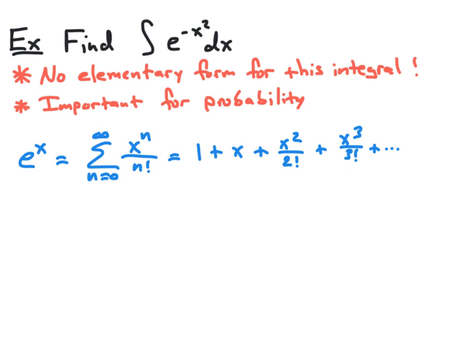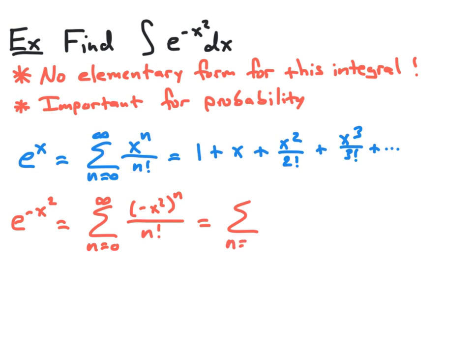In this case, we don't want to integrate e to the x, we want to integrate e to the negative x squared. And so our first algebraic step is to substitute negative x squared in for x. This gives us a power series from n equals 0 to infinity of negative x squared to the nth power over n factorial. Using properties of exponents here, we can rewrite this series from n equals 0 to infinity of negative 1 to the n, x to the 2n over n factorial. So we see that we have introduced an alternating sign with the negative 1 to the n.